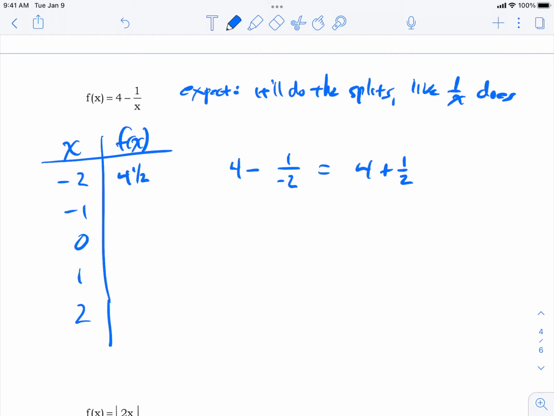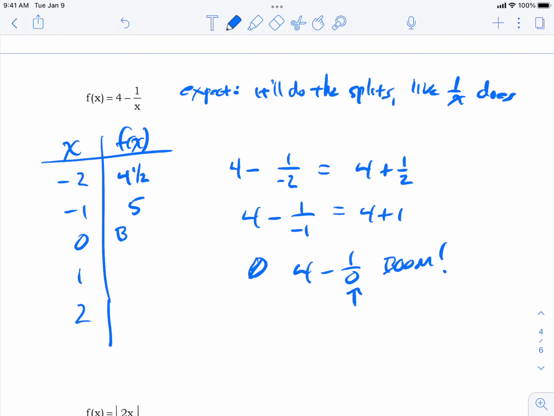Cool. What happens if I plug in negative 1? 4 minus 1 over negative 1. Well, that would be the same as 4 plus 1. That would be a 5. Okay. What if I plugged in a 0? I'd have 4 minus 1 over 0. Oh, there's one of my booms, right? Because of the division by 0. Boom. Got a real problem there. That would be one of those asymptotes, the vertical asymptote, actually. Well, that's cool. We found one of them. Now let's plug in x equals 1.